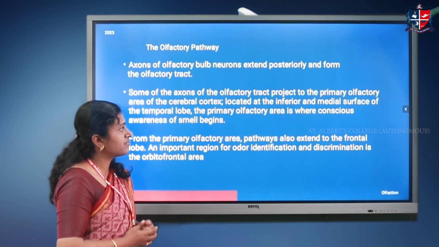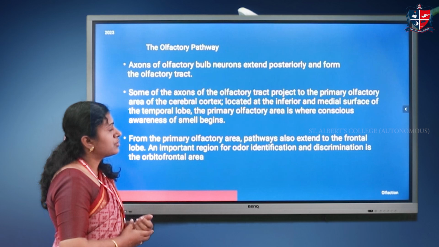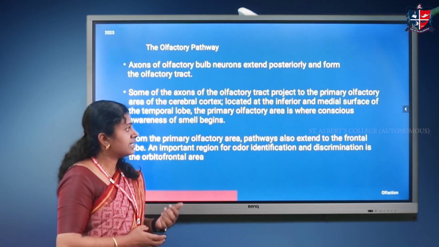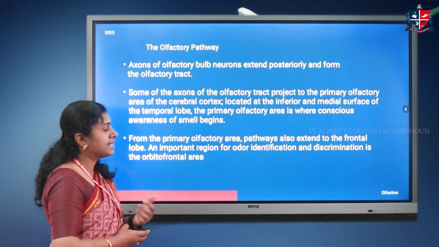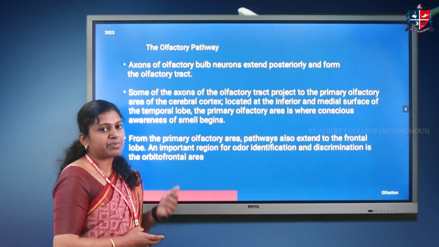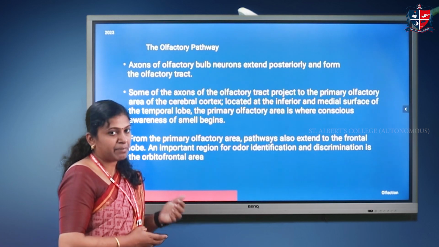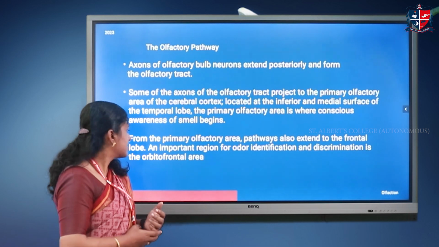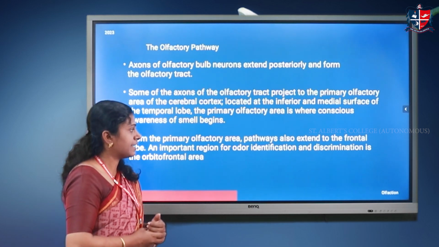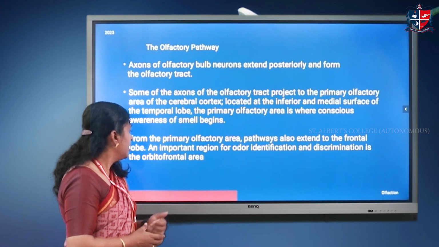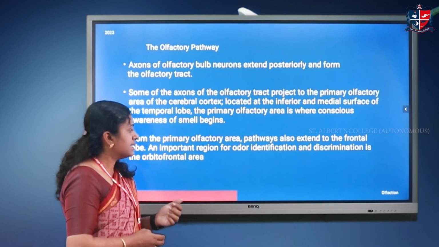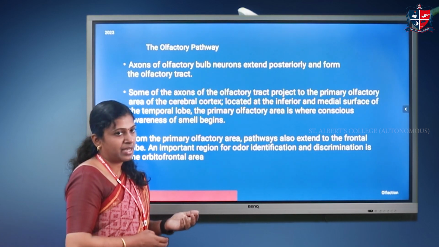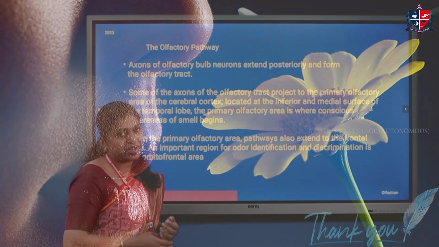Some of the axons of the olfactory tract project to the primary olfactory area in the cerebral cortex of the brain, which is located at the inferior and medial surface of the temporal lobe. It is this primary olfactory area where conscious awareness of smell begins. From the olfactory area, the pathways may also extend to the frontal lobe, an important region for identification and discrimination of smell, and it lies in the orbitofrontal area. Thank you.